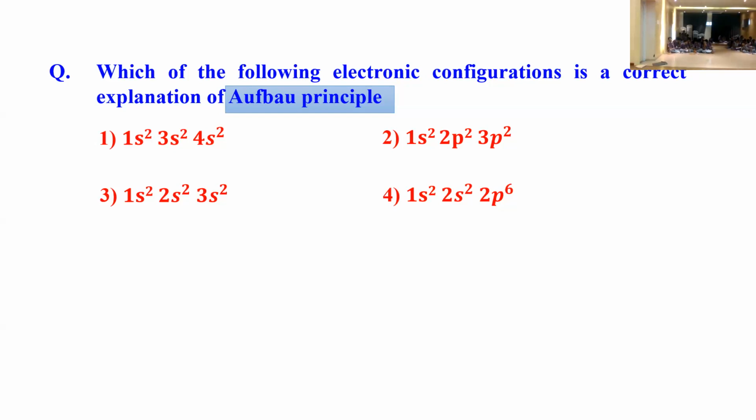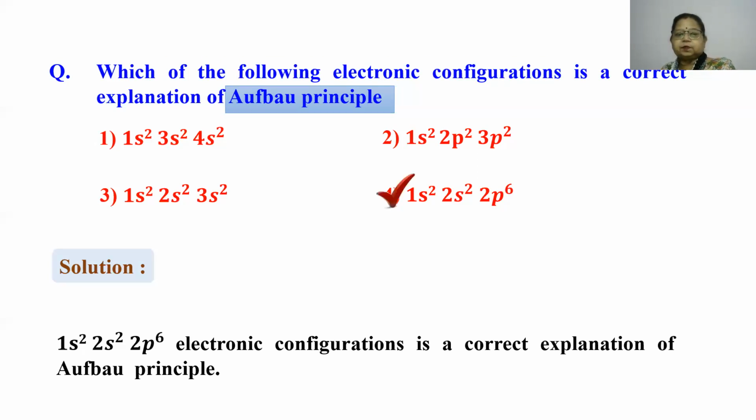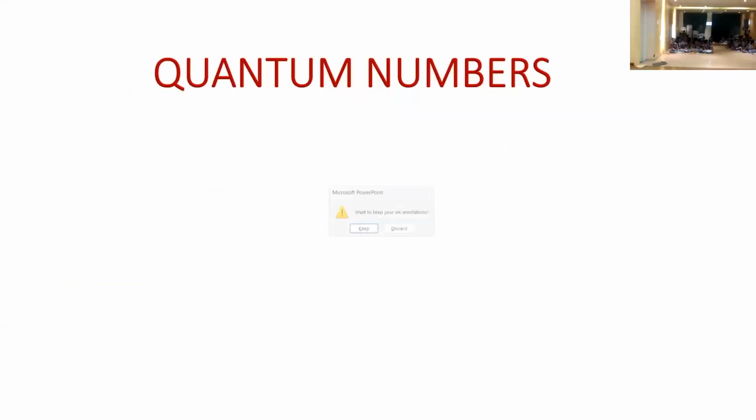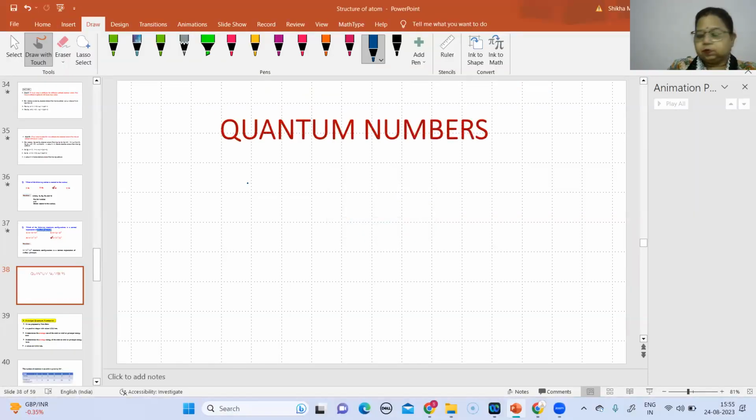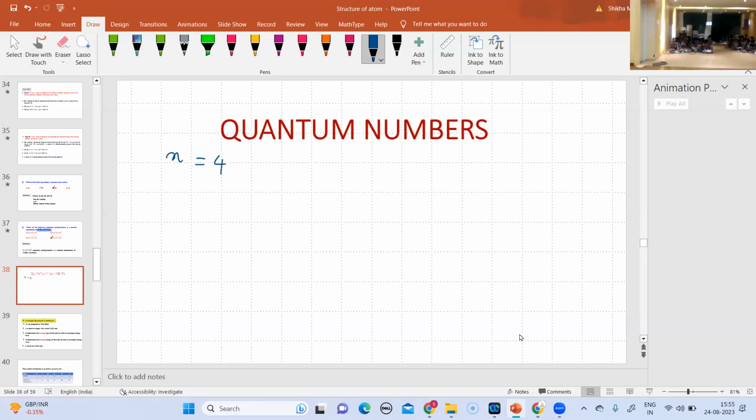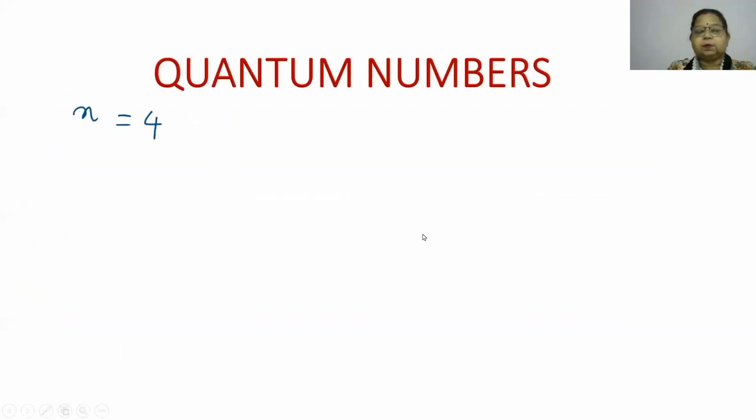Fourth one, ma'am. Okay. Because Aufbau says filling of the new orbital will start only after the earlier one is completely filled. Right? Yes. Now, as you say that you know everything about the quantum numbers, tell me about all the values. If I have an orbital represented by n is equal to 4, write all the possible values of l, m, and s for it.